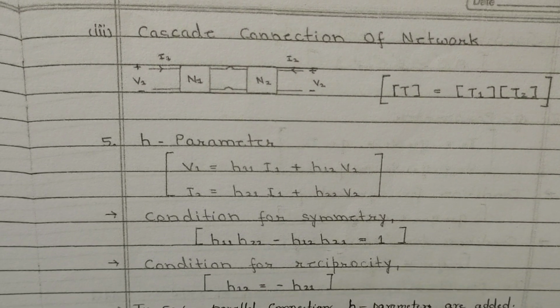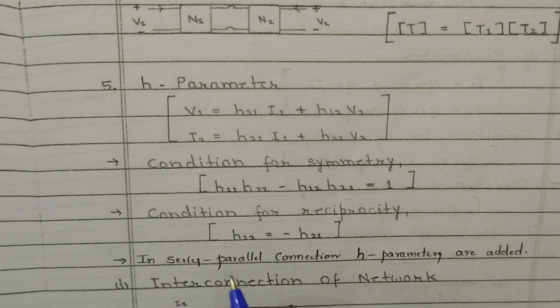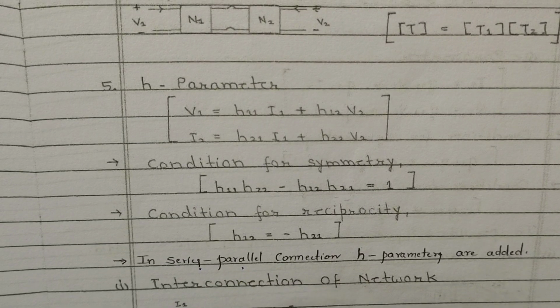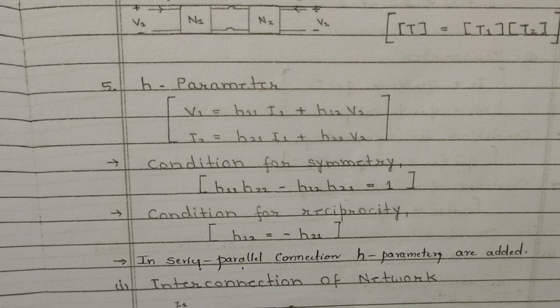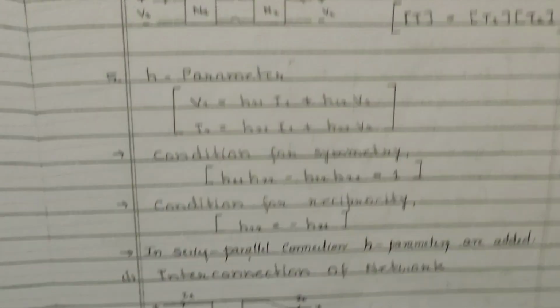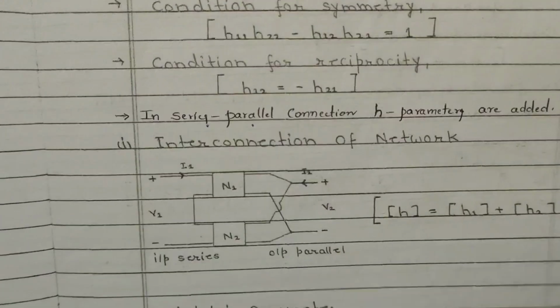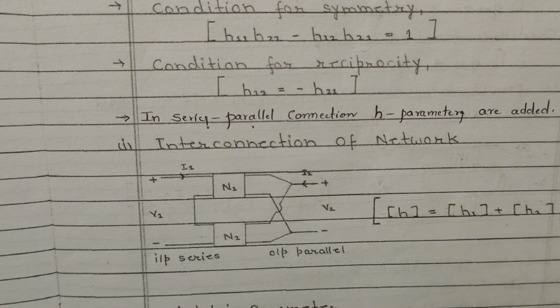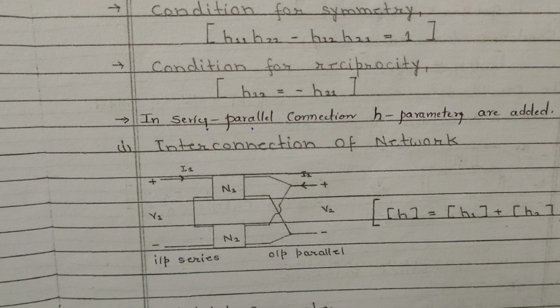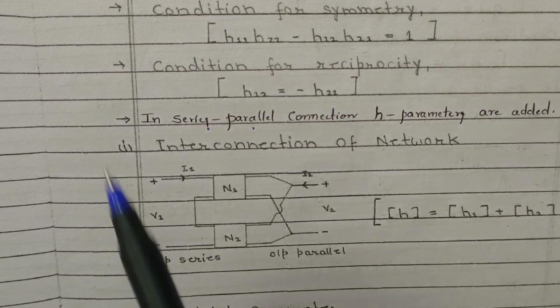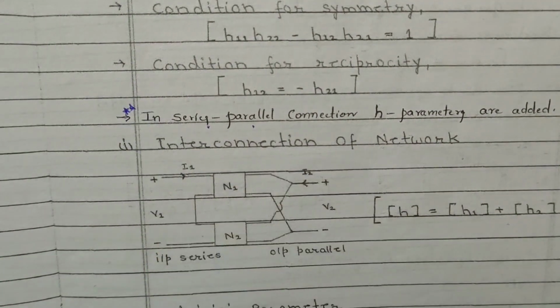In series parallel connection, keep this in mind. In series parallel connection, h parameters are added. This is the interconnection of a network. These two are added. Okay, keep this in mind. This is an important one. In series parallel connection, h parameters are added.